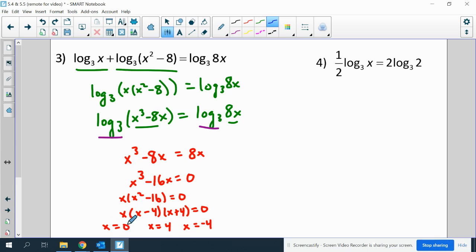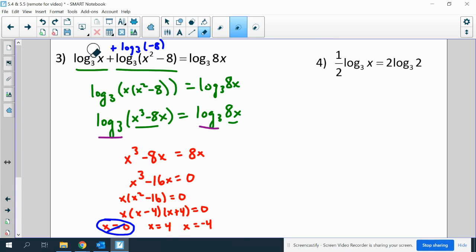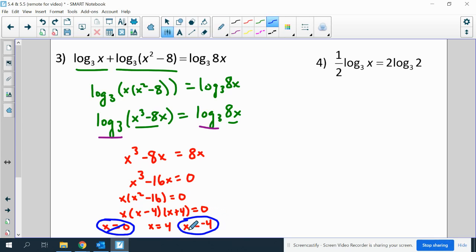Notice I say potential because if I substitute in 0, I would get log base 3 of 0 plus log base 3 of negative 8, neither of which is possible, right? So because both of those are not even possible, I would have to eliminate that as a potential option. Also, if I substitute in negative 4, notice that both log base 3 of x and log base 3 of 8x would end up being negative, and we can't have negative numbers on the inside of logs. But x equals 4 is a potential solution.